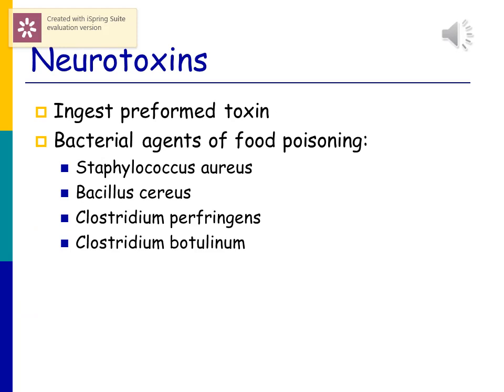Neurotoxins are something that you're going to ingest in food, so they're pre-formed. This would be a cause of foodborne intoxication. So remember your agents that cause food poisoning. We have Staphylococcus aureus, Bacillus cereus, Clostridium perfringens, and Clostridium botulinum. Out of these organisms, Clostridium botulinum produces a very potent neurotoxin.